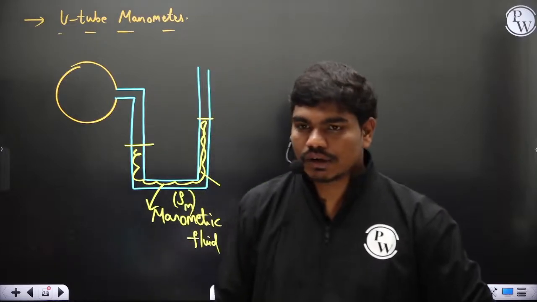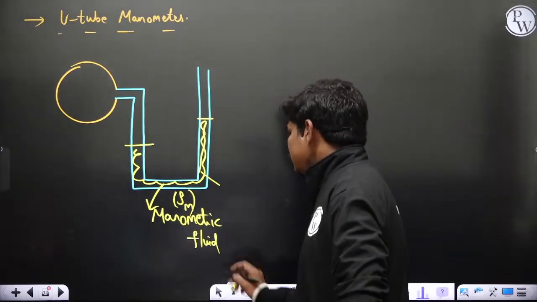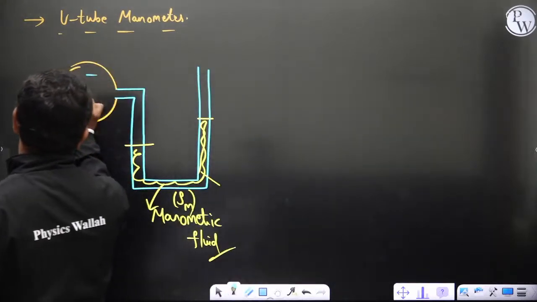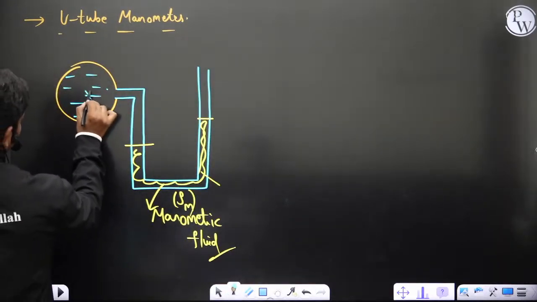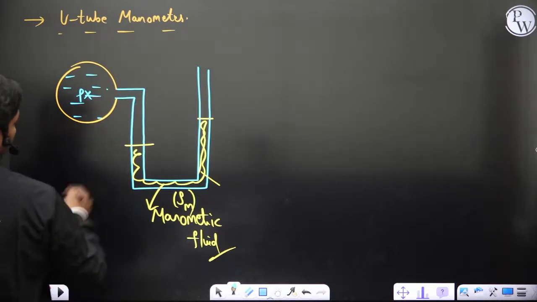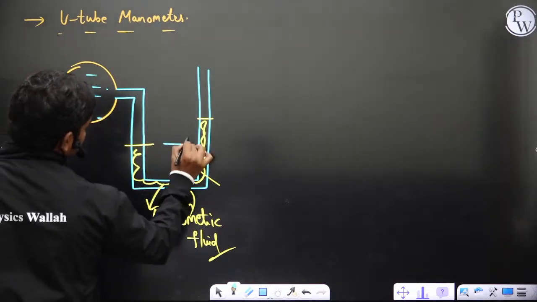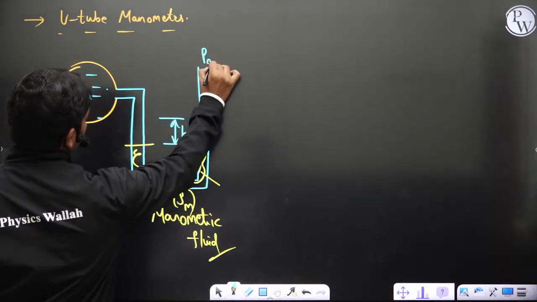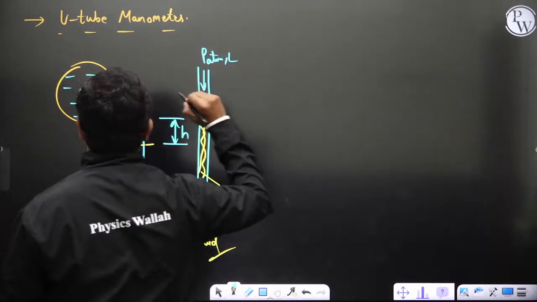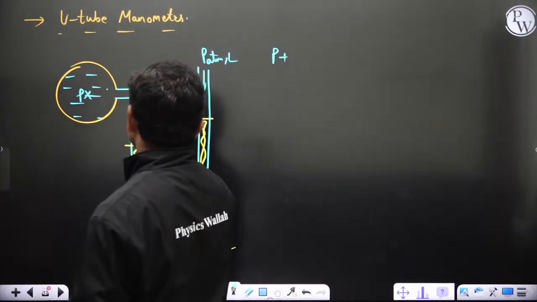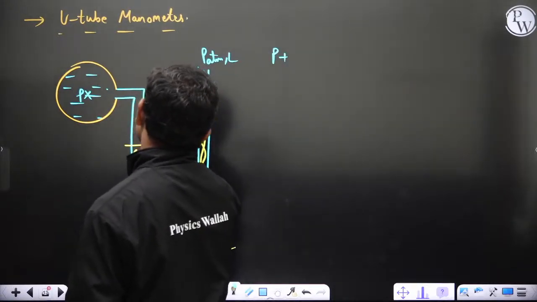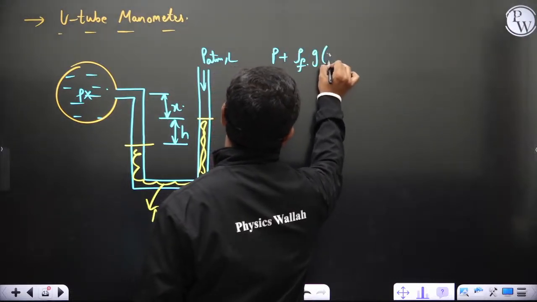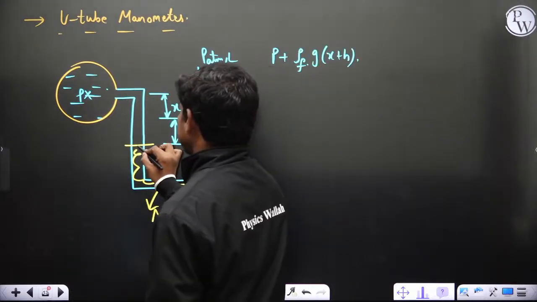We will talk about that. Anyway, so this is the manometric fluid. Now let us suppose you have some fluid here. So this is P, obviously. And if you see, this is the deflection, for example H here, and here we have P atm local. Then clearly we can write P plus, for example if this is X, P plus rho fluid g (X plus H). So this is the pressure at this point.